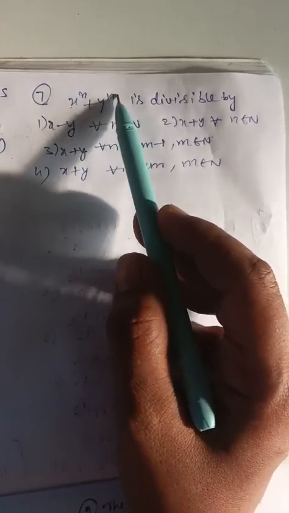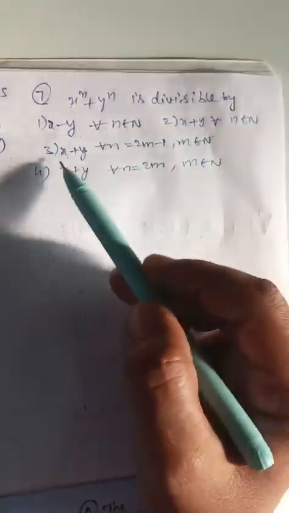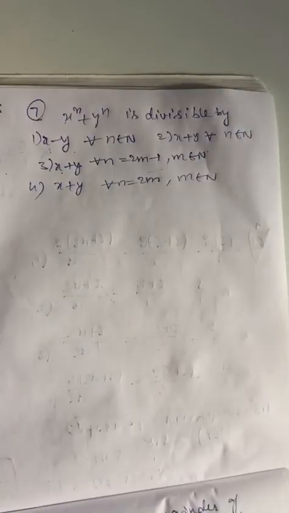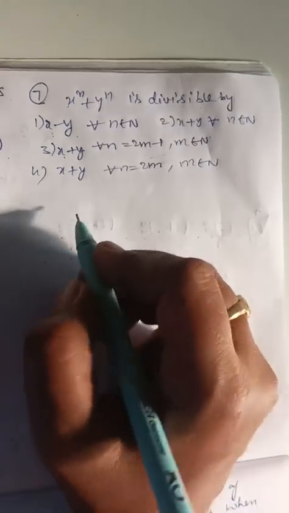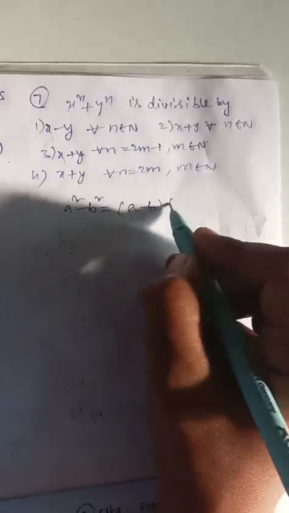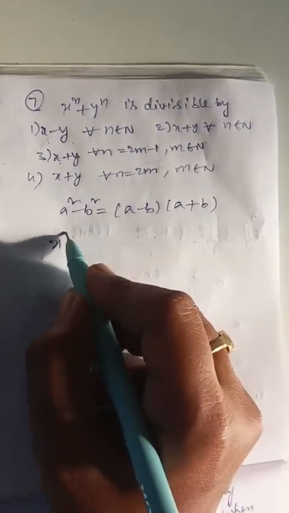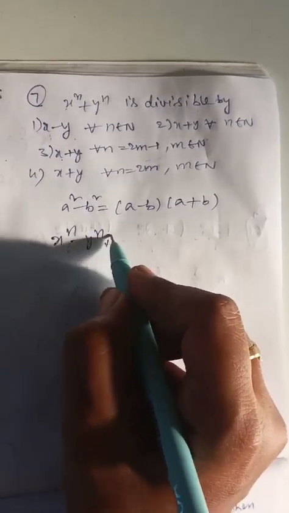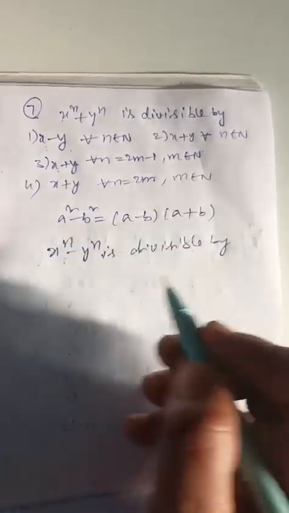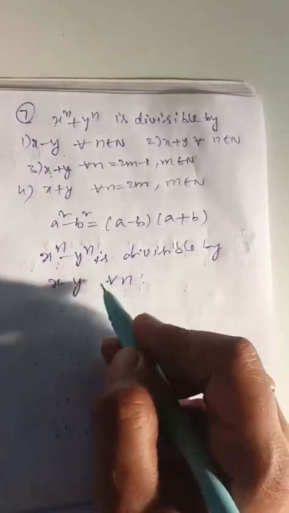Seventh question. x power n plus y power n is divisible by x minus y or x plus y. These are the given options. Okay, it is divisible by what? We know that a square minus b square equal to a minus b into a plus b. So from this we can write x power n minus y power n is divisible by x minus y for all n belongs to N.